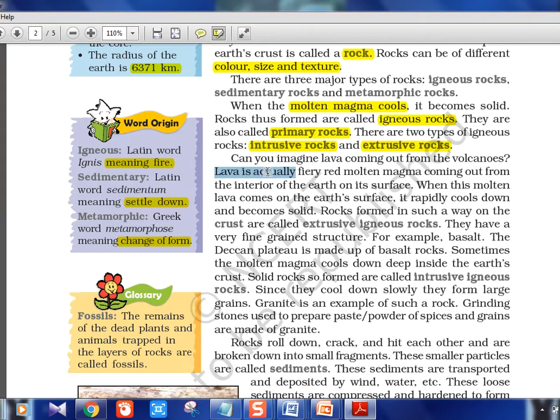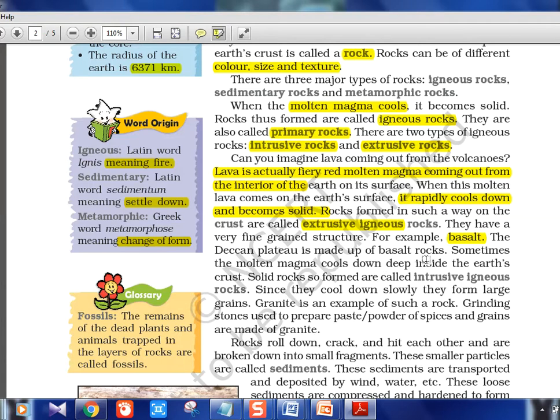Lava is actually fiery red molten magma coming out of the interior of the earth. Magma is the name when it is there inside the mountain, okay. When it comes out, it is called lava, that's all, just naming conventions. When the molten lava comes out on the earth's surface, it rapidly cools down, okay. That hot lava cools down and solidifies and becomes solid. Rocks formed in such a way on the crust are called igneous rocks, okay. I'm telling igneous rocks. They have a very fine grain structure. For example, basalt, okay. The Deccan Plateau is made up of basalt rocks.